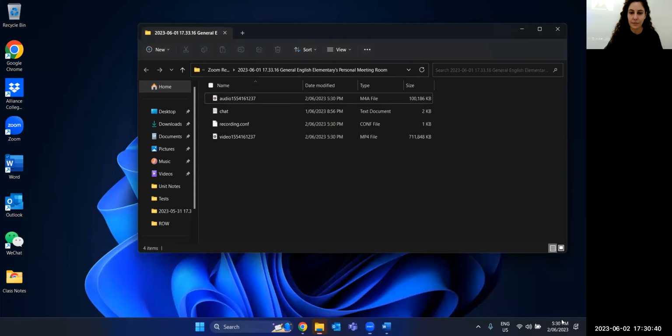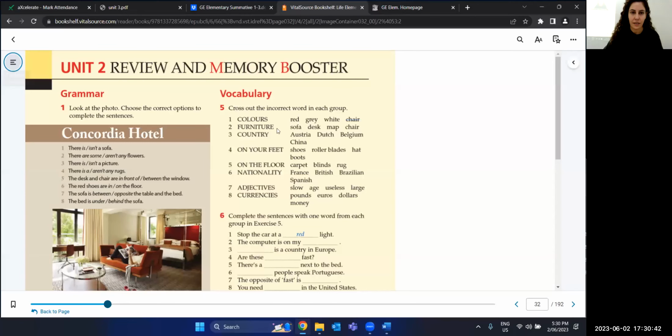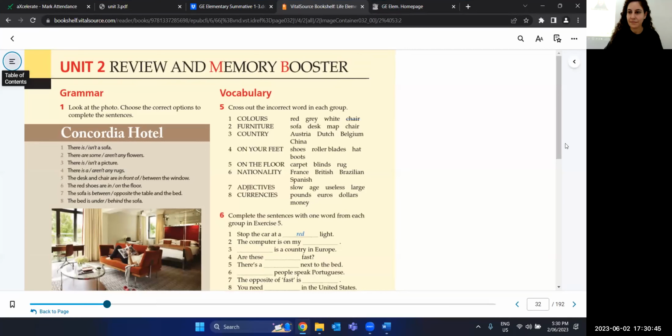So we're in our textbooks, page right at the end, the review, Unit 2, page 32. So let's make sure we understand the grammar, the vocab, everything that we've done this week. We're going to look at it. So this is the textbook right here. So let's have a look.